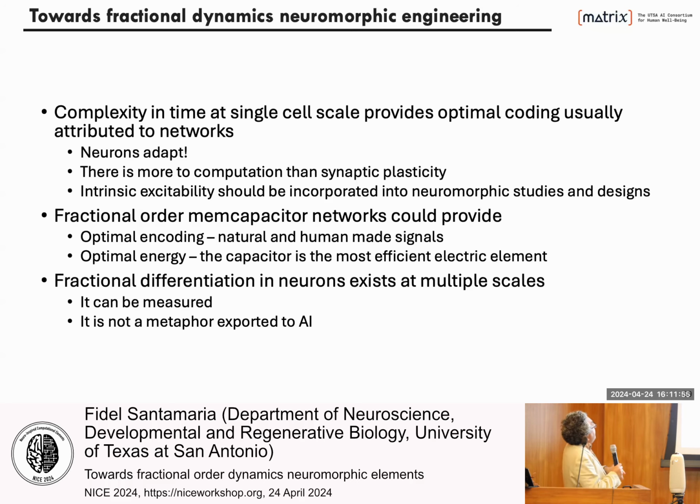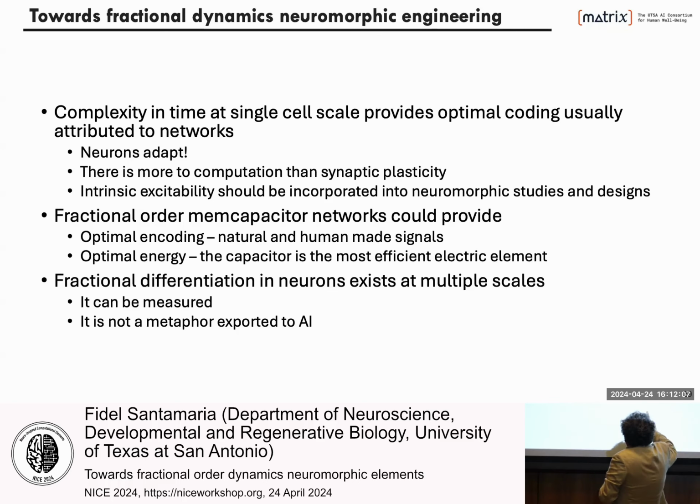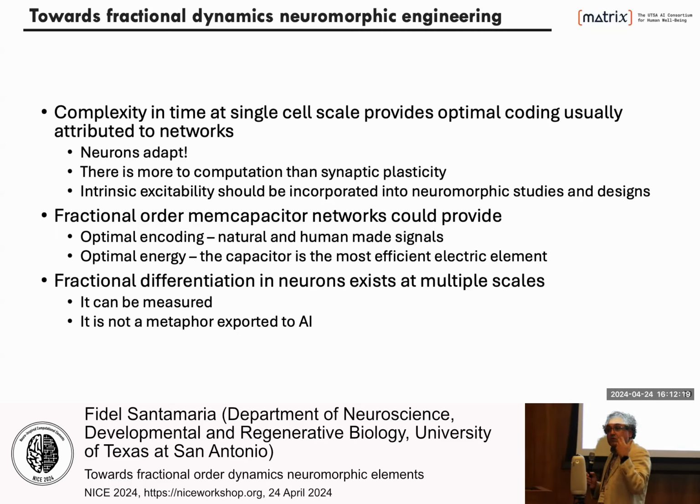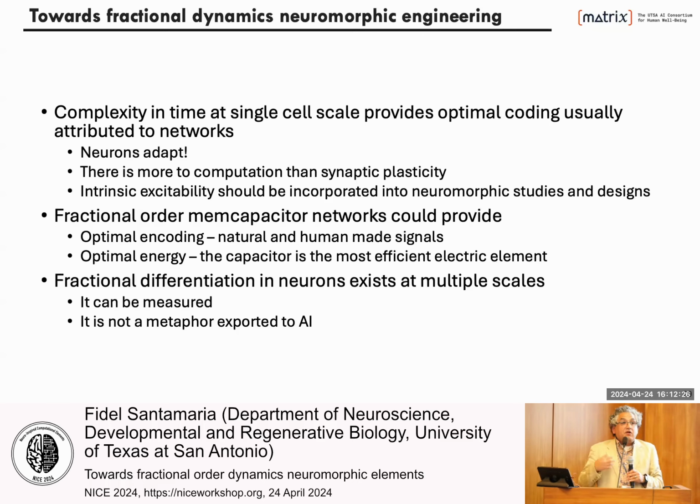What I showed you with the noise whitening is that with these fractional order systems, we can have optimal coding of the signals that exist in nature. But also, I will argue, and we have done it, that's part of what the grant is, to do optimal energy. Just from a theoretical point of view, capacitors are the optimal element. And this can be measured. This is not a metaphor, this is not inspiration. I have measured these things in diffusion, in different things. We have applied these ideas from molecules to the entire cell, and now we're trying to do networks.